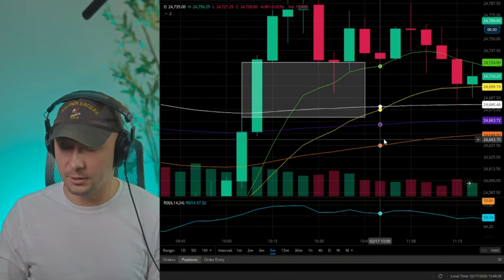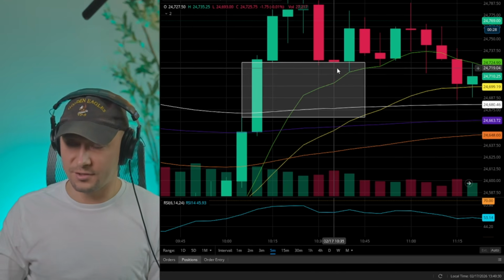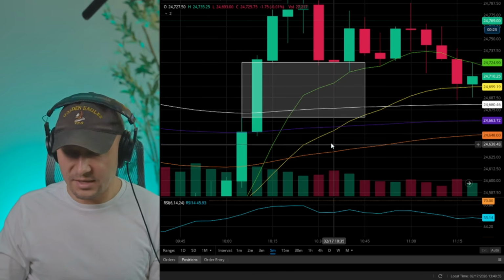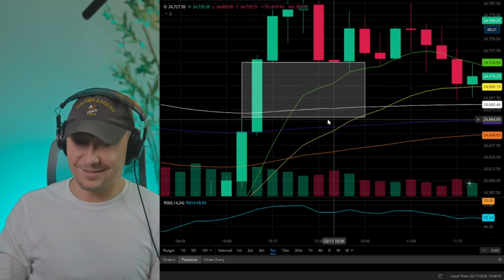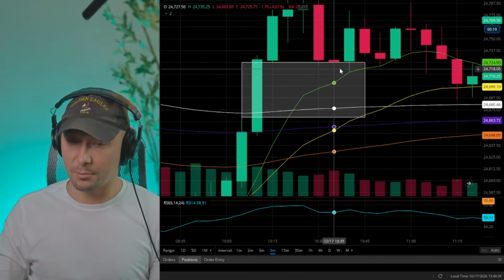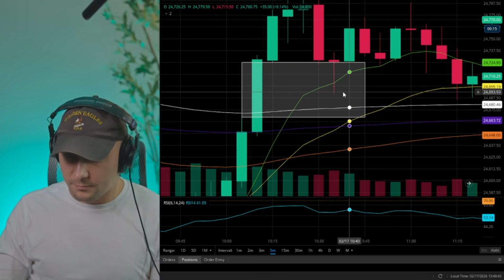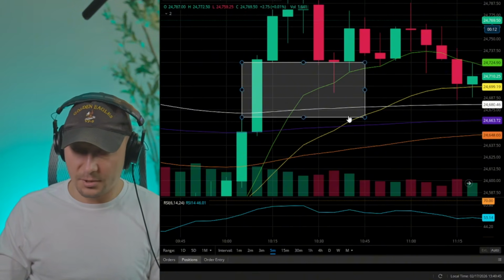It's inversing. That would be considered an inverse fair value gap or inverted fair value gap, whatever it's called. Basically, it just means this is turning bearish. It's not bullish anymore if this inverts. But this held. So you took the trade. You set your stop loss here.